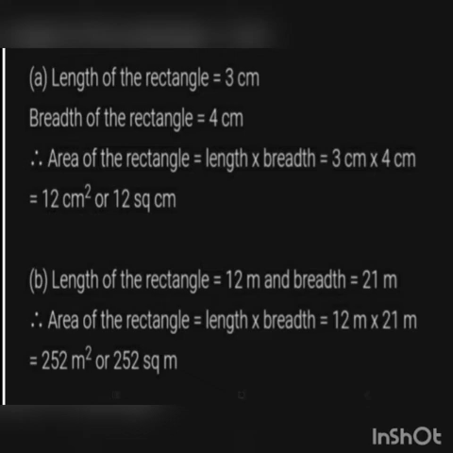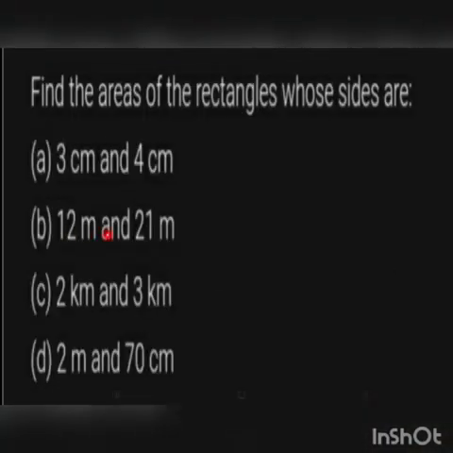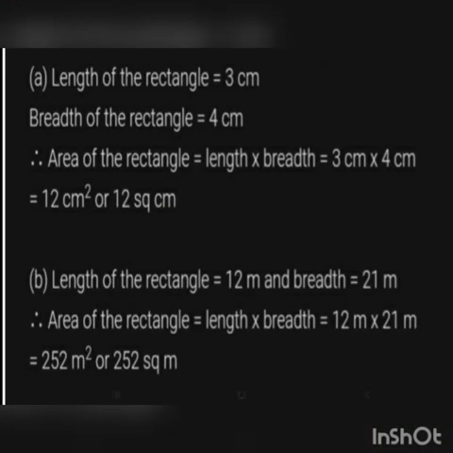Now the second one, what was given? 12 meter and 21 meter. So length and breadth are given. The area of the rectangle is length into breadth, that is 12 meter into 21 meter. That is 252 meters square. So this is the way we find the area of a rectangle. If length and breadth are given, directly multiply length and breadth.